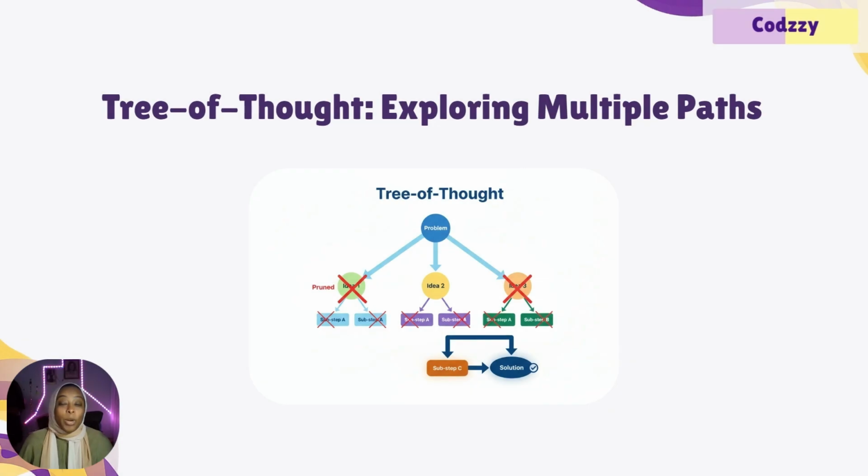Next, tree of thought or ToT. Imagine a decision tree. ToT lets the AI explore multiple reasoning paths, evaluate each one, and then pick the best way forward. It can even self-correct if a path looks wrong. ToT is like brainstorming. The AI generates several possible solutions or next steps, explores each one, and then prunes the bad ideas. It's a powerful way to tackle problems with many possible solutions.